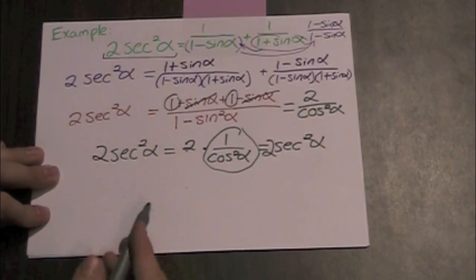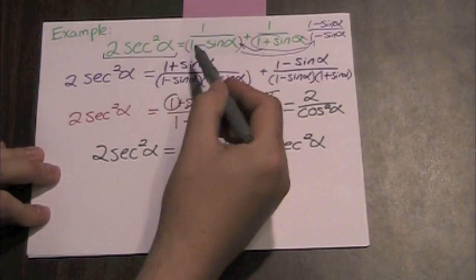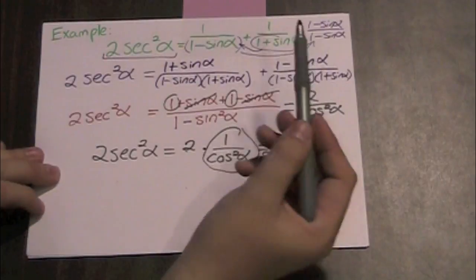By showing that the right side of this equation can be made into the left side, we have verified this identity.